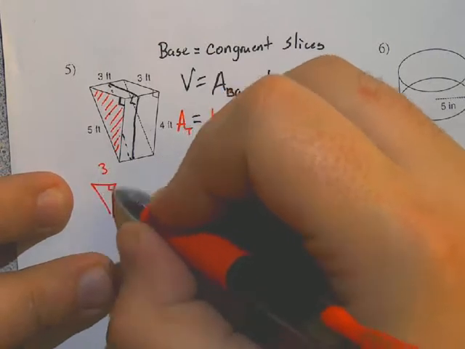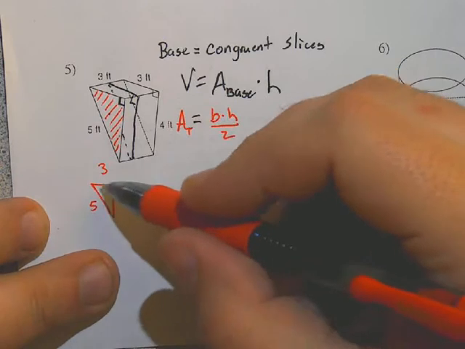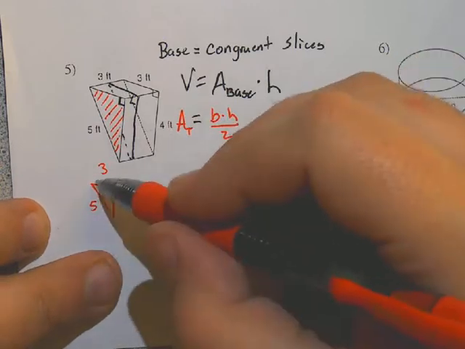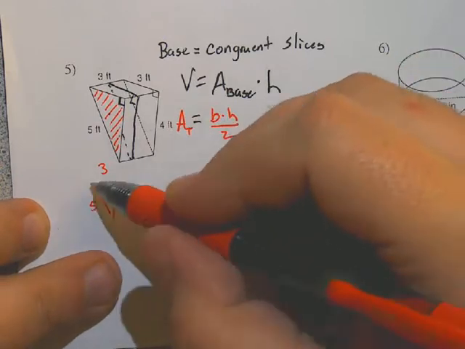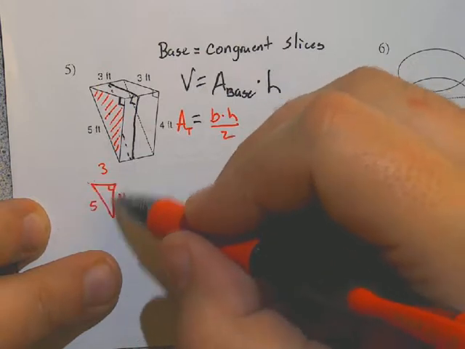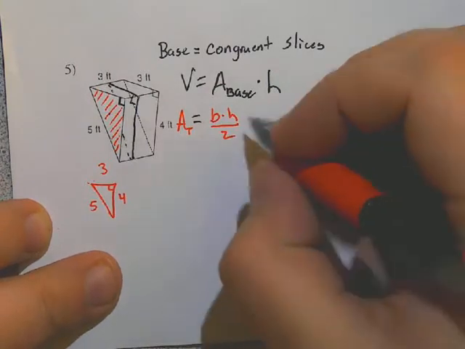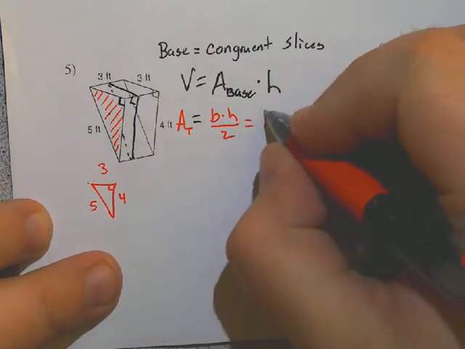Now, this is a different base. This is the base of the triangle. So when I look at this triangle, here's what I've got. I've got this triangle. And so this is 3, this is 4, and this is 5. So which one's the base and which one's the height? Well, it's really arbitrary. I don't care what you call them, but they need to be 90 degrees from each other. And the 3 and the 4 are 90 degrees from each other.